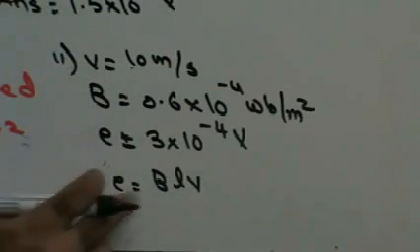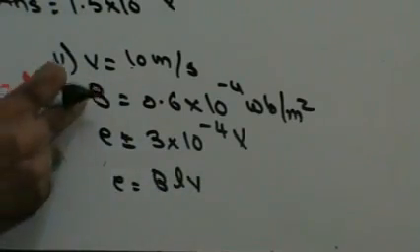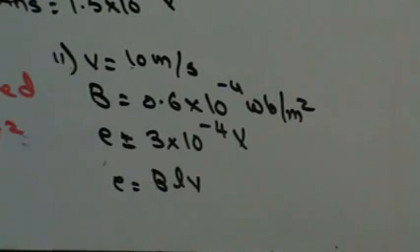Right? EMF is equal to BLV. I know B, I know V. I can find out the length from here. The answer for this should be 0.5 meters. Right? Take on next one, please.